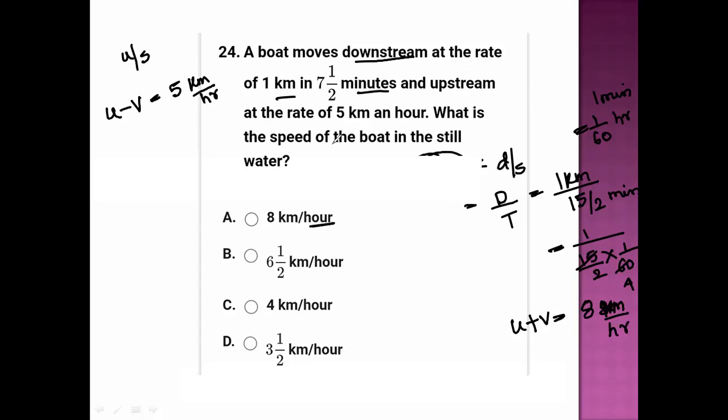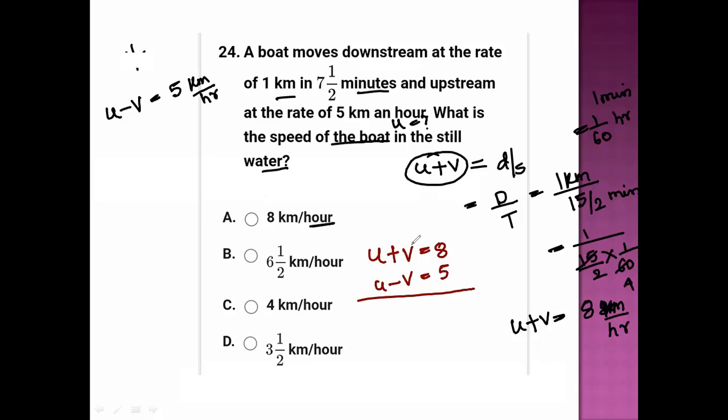What is asked is the speed of the boat in still water. Speed of the boat in still water means it is asking what is u. So you have got two equations here, simply simplify them. On the downstream side you have u plus v is equal to 8. On the upstream side you have u minus v is equal to 5.